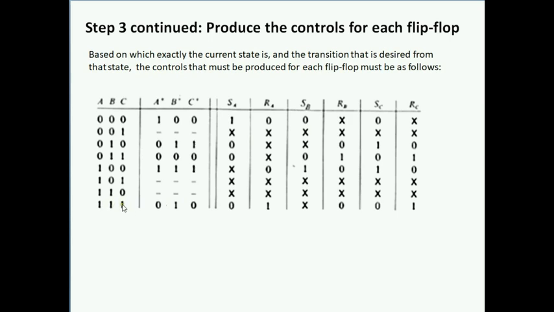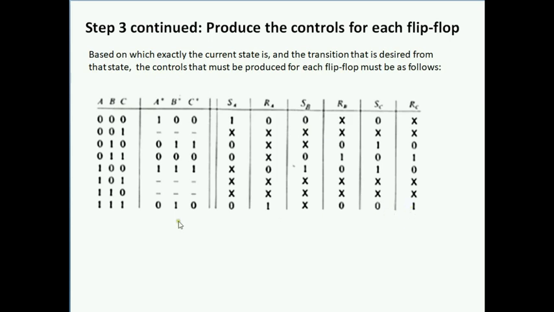Let's take this case, the flip-flop C. Flip-flop C over here, in the very last state, is at 1 and needs to go to 0. So obviously we need to reset it. And that entry is shown over here for the flip-flop C. The set is at 0 and the reset is at 1. So it is resetting. That is basically it.